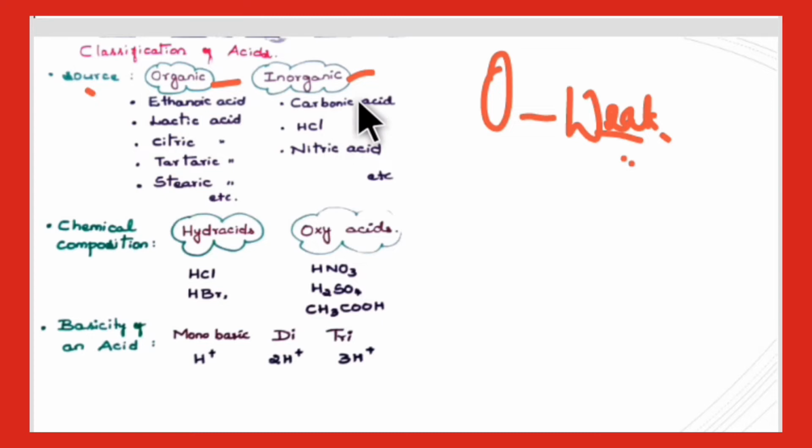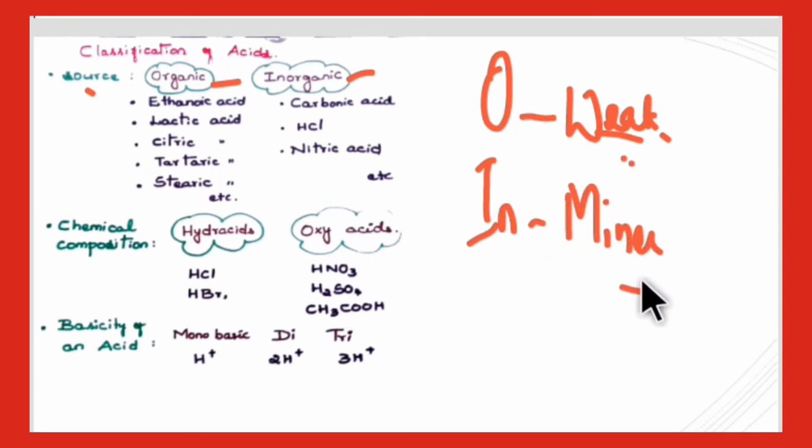Moving to inorganic acids. Inorganic acids are those derived from minerals, so they are also called mineral acids. Some of them, such as carbonic acid, are present in Coke, Pepsi, fizzy drinks. A few are weak, but a number of mineral acids are corrosive.